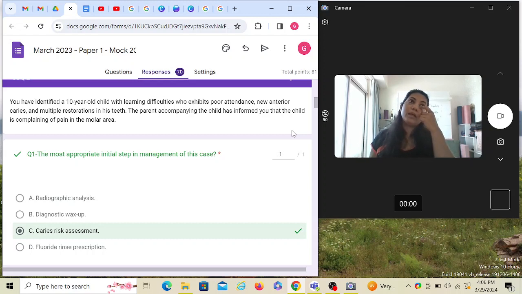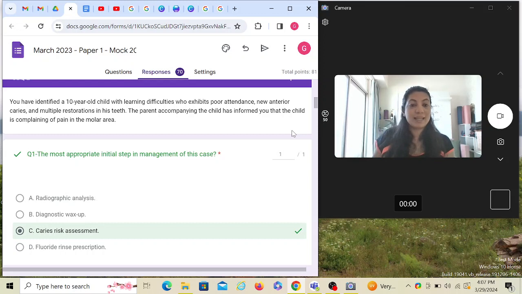Now, in order to understand what kind of treatment planning you would be doing, you need to understand the caries risk assessment. So the first option, radiographic analysis, this option would be right if the question was asking you what is the investigation. It's not asking for the investigation. So if you mark radiographic analysis, then you have not understood the question. Diagnostic wax up. There is no need for diagnostic wax up.